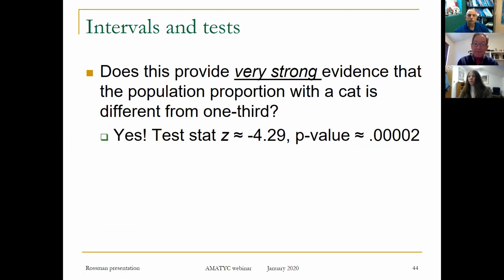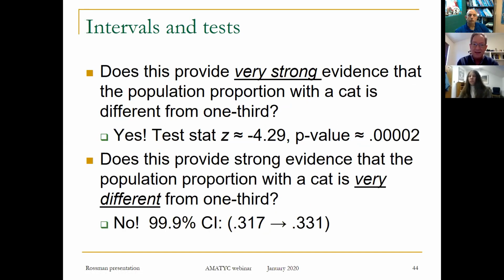So let me show you the p-value. It's virtually 0. The z-statistic is bigger than 4 in absolute value. Confidence interval goes from 0.317 to 0.331. And that's a 99.9% interval. Why so confident? Because cats are so important. We have to be awfully confident when we're doing it.